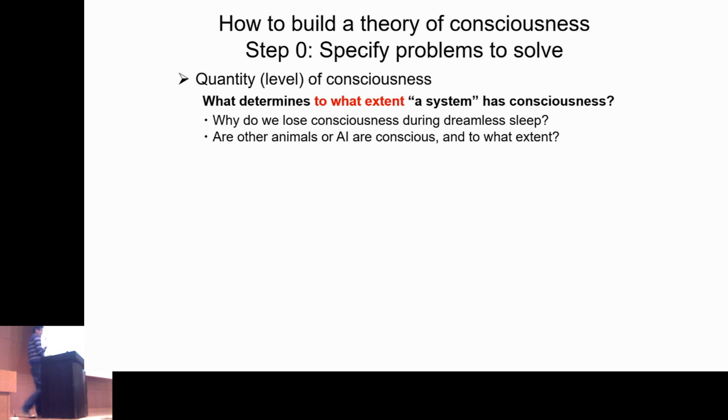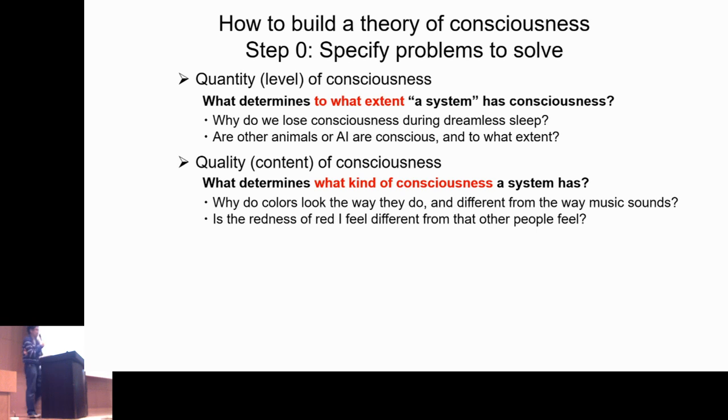So let's move on to step 0, which is to specify problems to solve. This is just a specific example of IIT. And the first problem is about quantity, the level of consciousness. What determines to what extent a system has consciousness? Specific questions will be like, why do we lose consciousness during dreamless sleep? Or are other animals or even AI conscious or not? And to what extent? That's the first problem IIT is trying to solve.